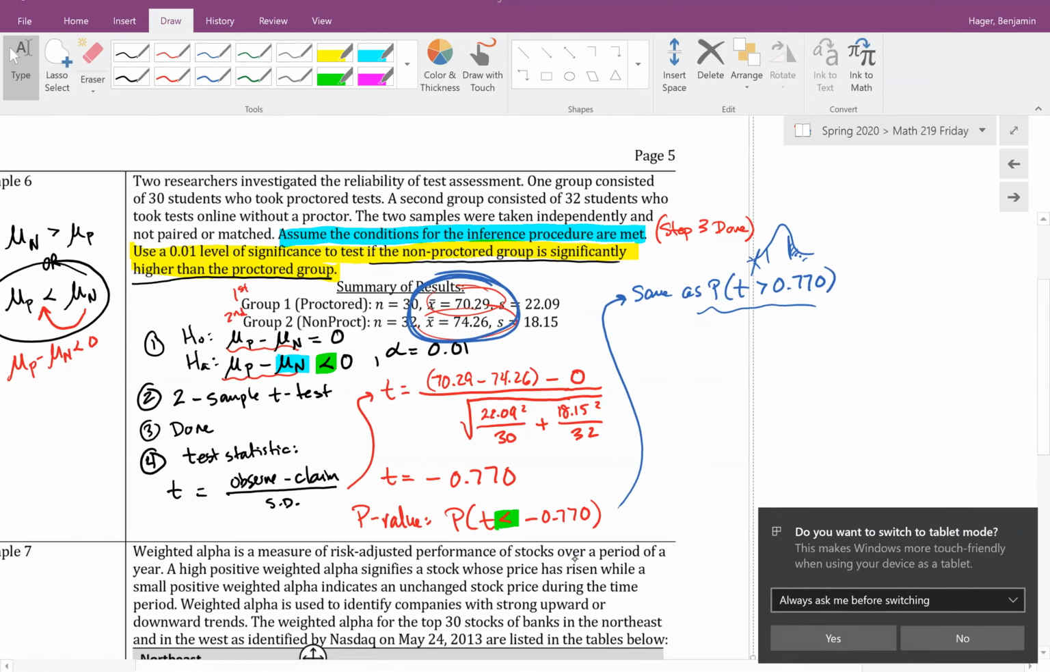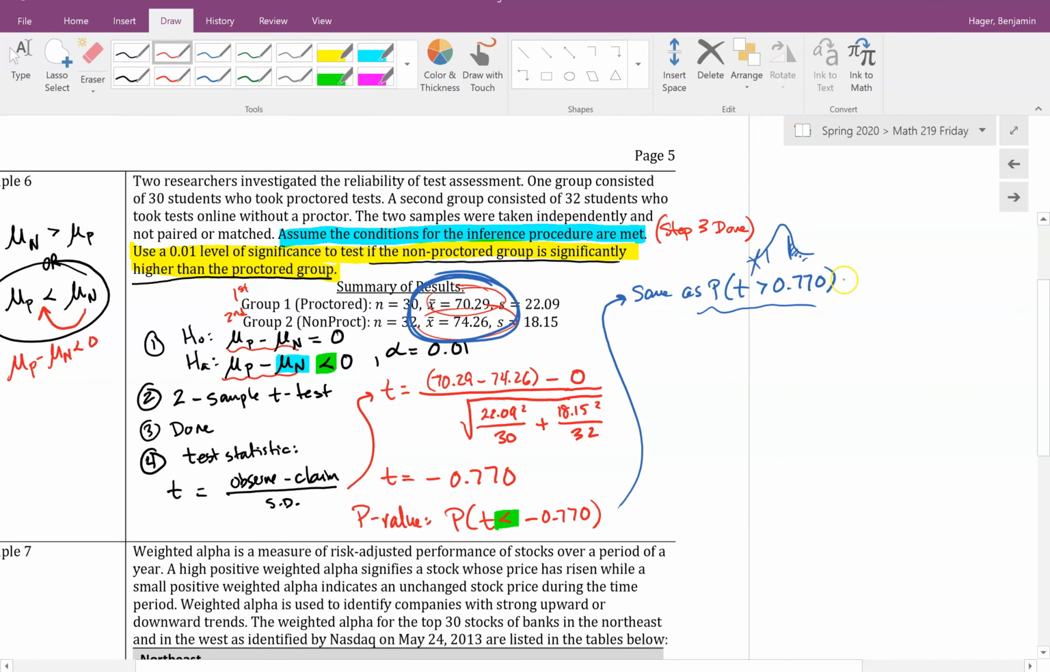So this p-value is approximately 0.222. I'll just go with that one. It is well above my alpha, my level of significance. So what this means is that this is the likelihood of me getting those results if the claim is true and there really is no difference in the average test scores between these two groups. The probability of me getting that difference is a 22% chance.